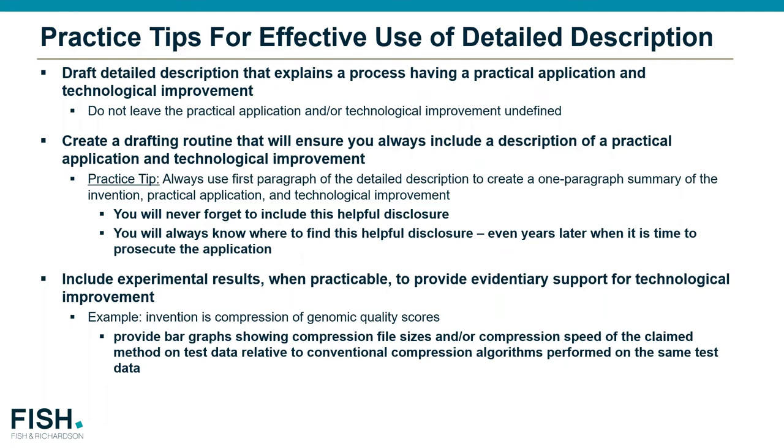One of the ways that I do this is that I created a drafting routine where I will always put the technological improvement in the first paragraph of the detailed description. My first paragraph of a detailed description is usually a one sentence summary of the entire invention that also captures the technological improvement and practical application. And this provides a number of benefits.